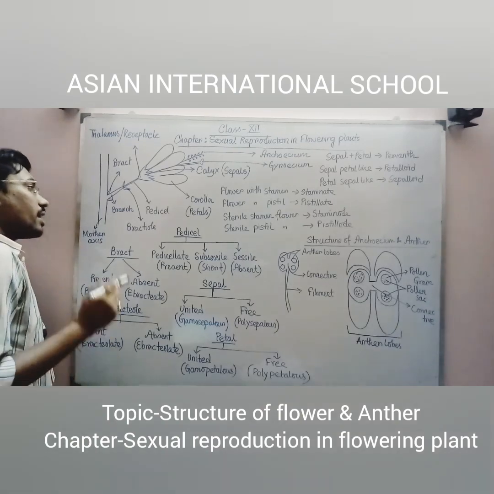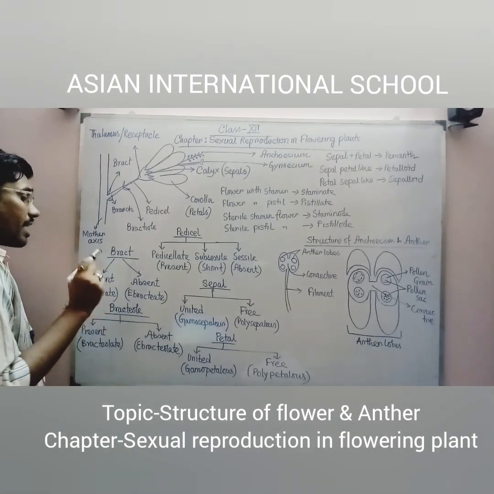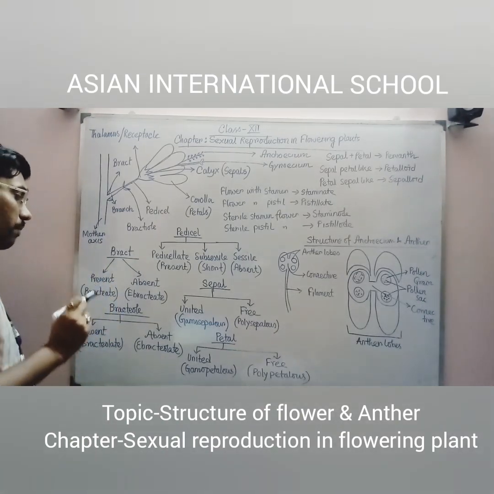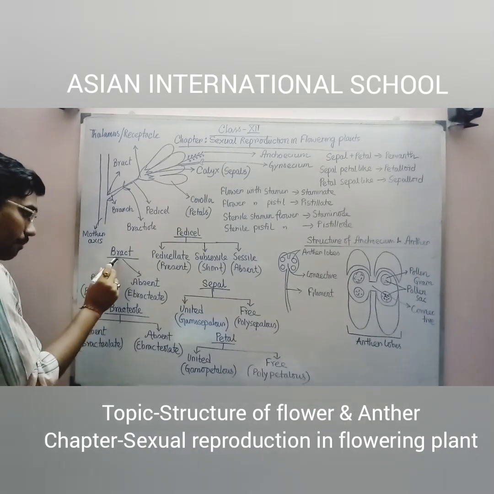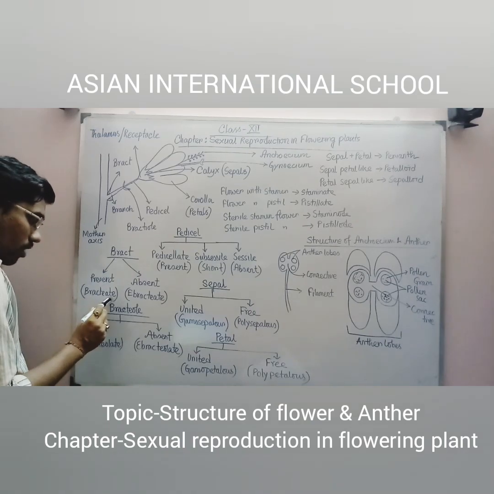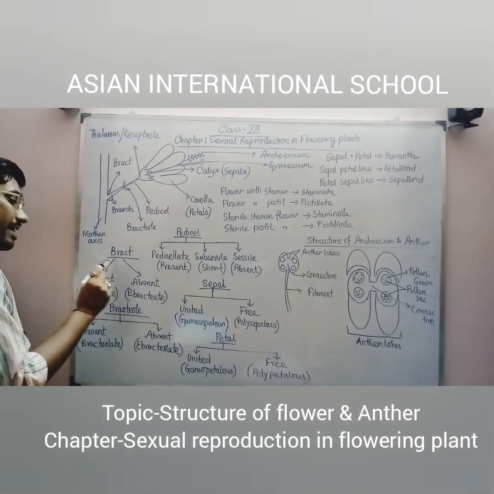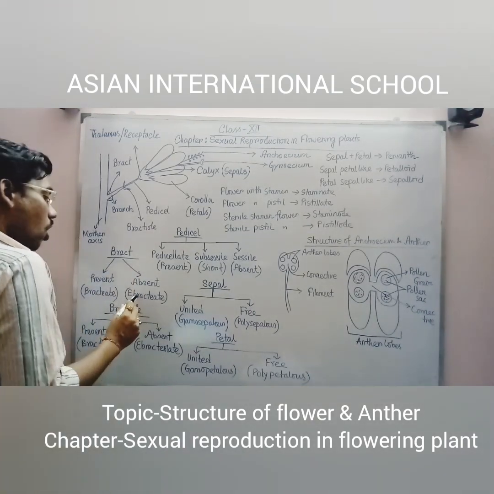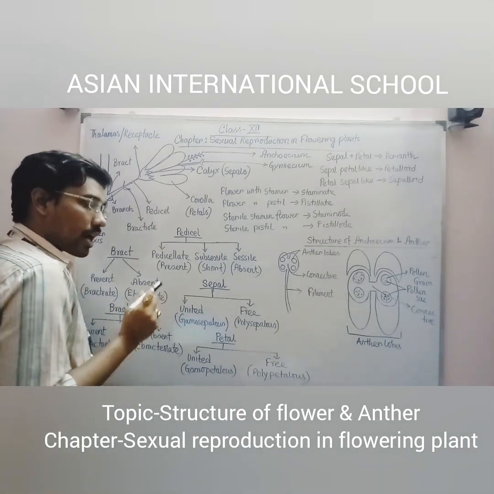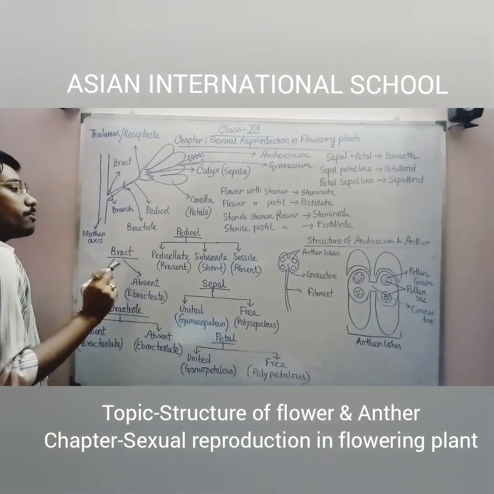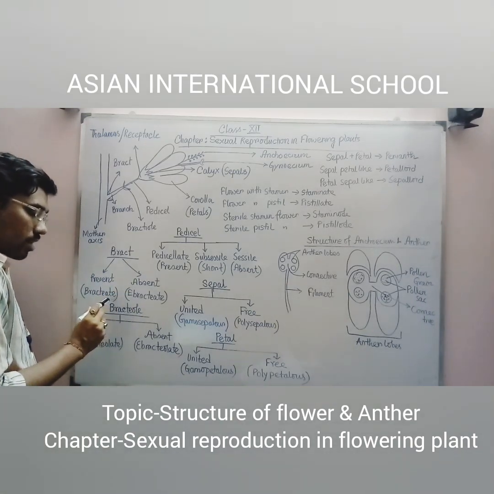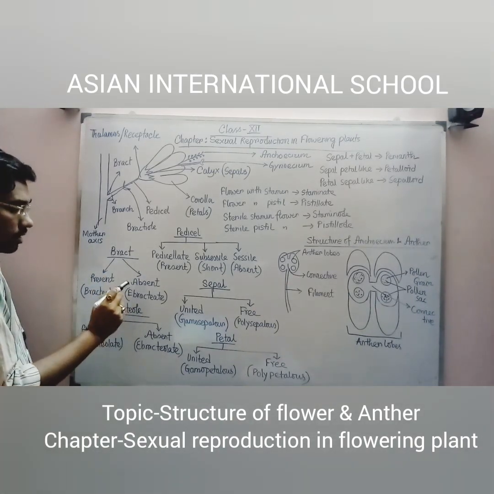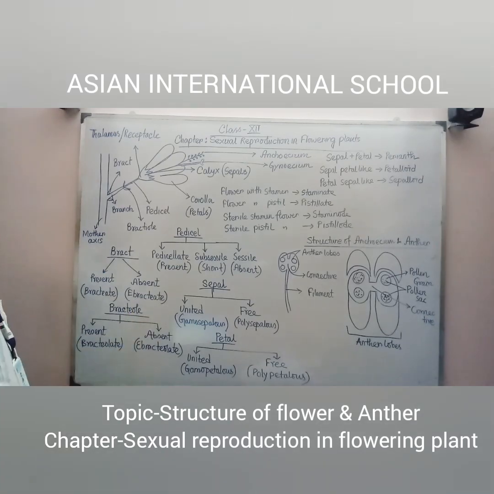Now the point is, if the bract is found in any flowering plant, then those flowers are commonly known as bracteate. If the bract is present, then the flower is known as bracteate. If the bract is absent in any flower, then it is commonly known as ebracteate. So we have to keep remembering that if the bract is present, the flower is known as a bracteate flower, and if the bract is absent, it is known as an ebracteate flower.